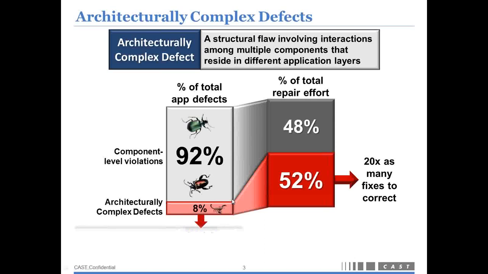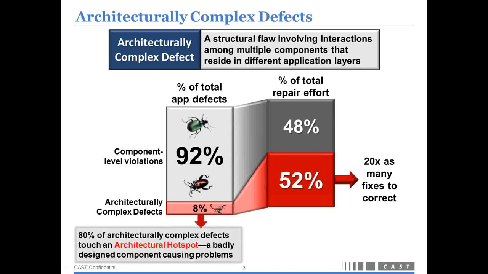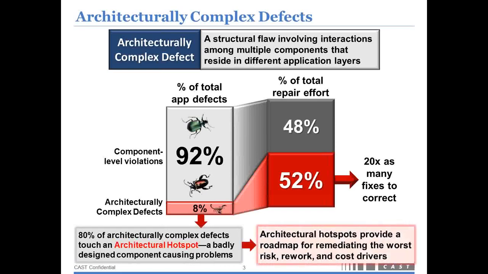There we go. We see that certain components end up being involved in a number of these architecturally complex defects. In fact, 80% of architecturally complex defects touch one of these components that has a lot of other architectural defects running through it. In essence, we've got some components that were so badly designed or so badly coded that they're causing problems throughout the system, involved in multiple different architecturally complex issues. And if we can find and detect those architectural hotspots and go fix them, we can have the maximum impact on the overall integrity of the system, the total cost of ownership, and the quality of the system in operation.